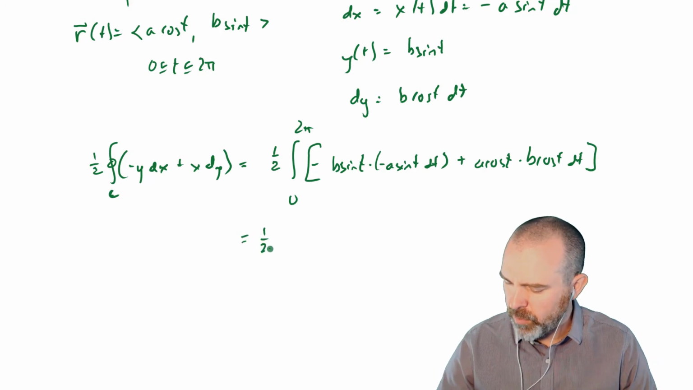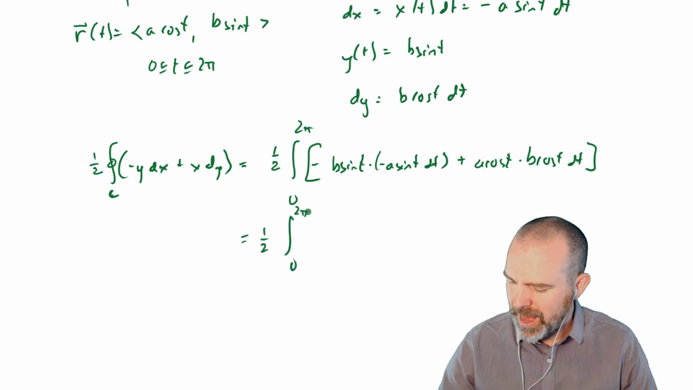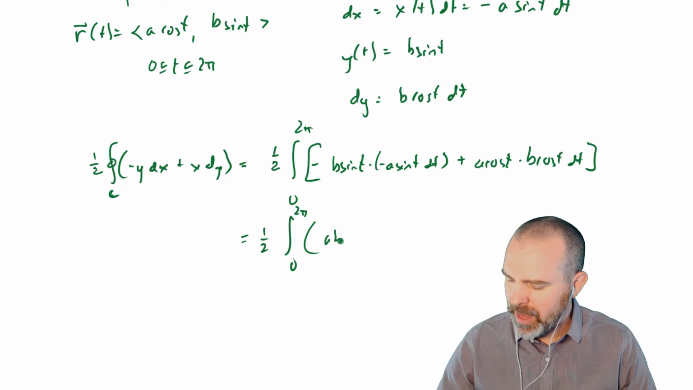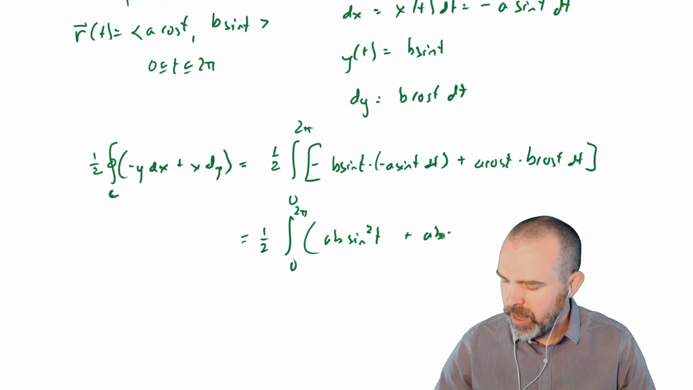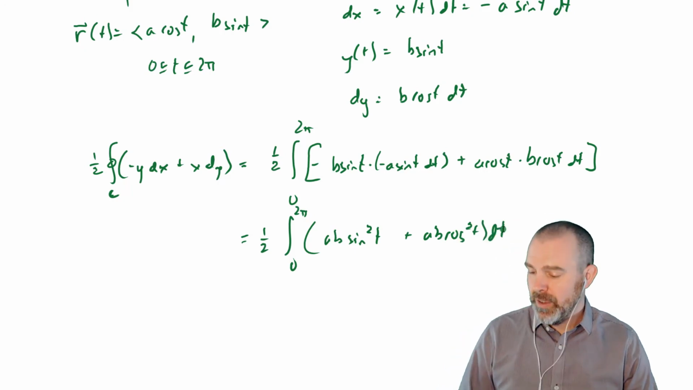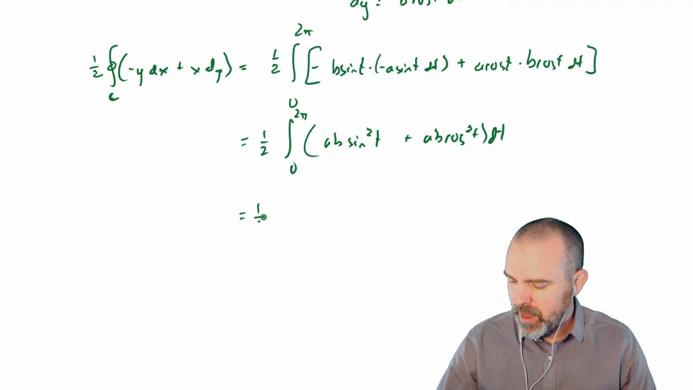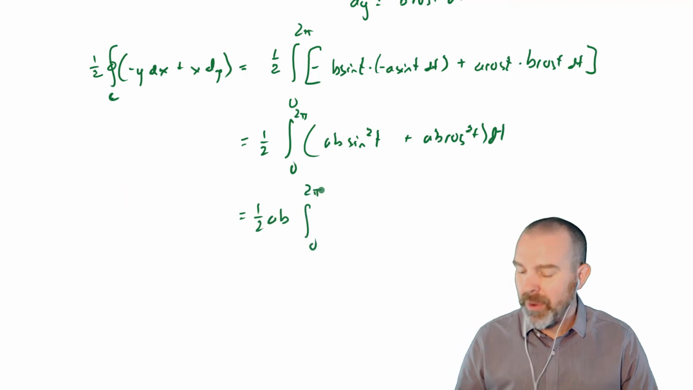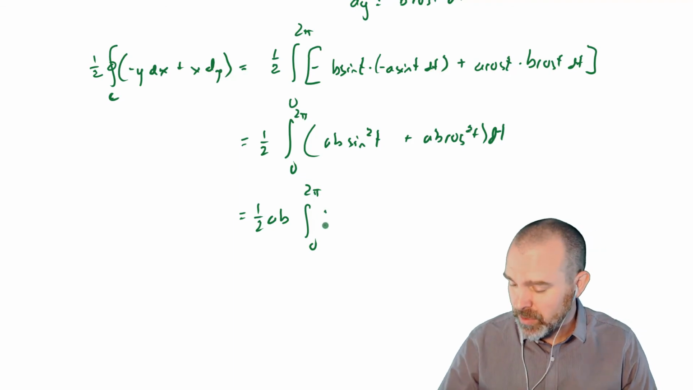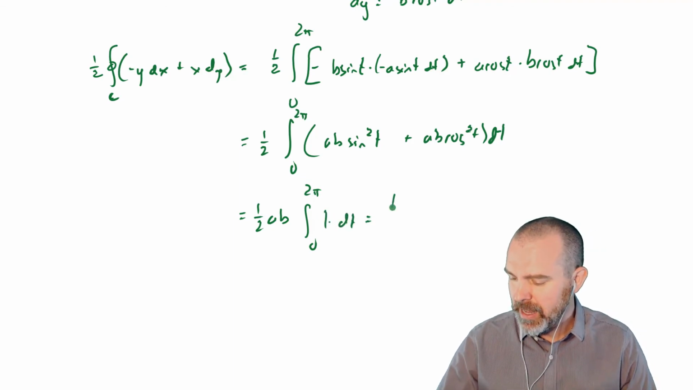And you'll notice here we have 1/2 integral from 0 to 2 pi of ab sine squared t plus ab cosine squared t dt. So we can factor out an ab, 1/2 ab, integral from 0 to 2 pi. Well, that's just sine squared plus cosine squared, so that's 1 dt. Well, that's 1/2 ab t from 0 to 2 pi.